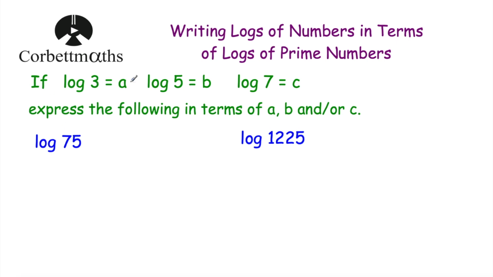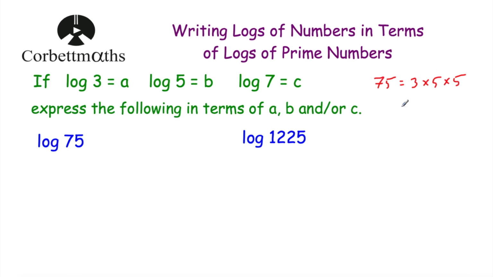So again, we've got that A is equal to log 3, B is equal to log 5, and C is equal to log 7. And we've been asked to express the log of 75 in terms of A, B, and or C. Okay, so this time I'm going to write 75 as a product of primes. So 75 would be equal to 3 multiplied by 5 multiplied by 5, because 5 times 5 is 25, times 3 would be 75. Or we can actually write it as 3 multiplied by 5 squared, because 5 times 5 is 5 squared.